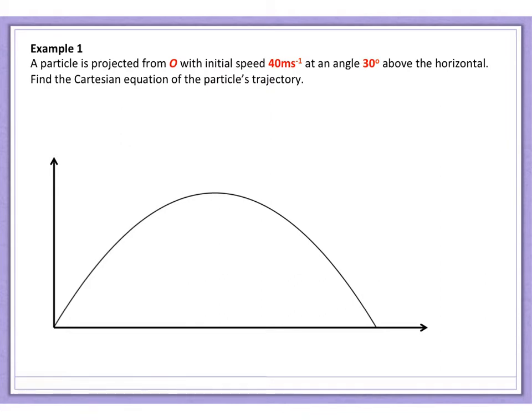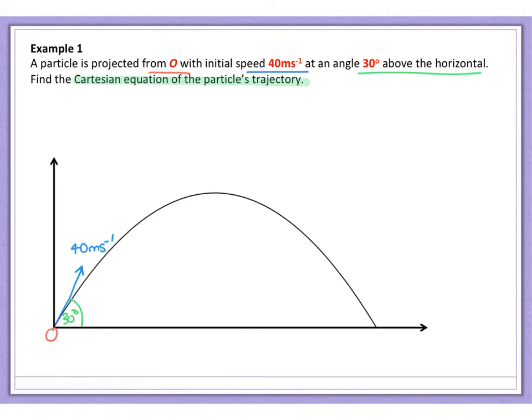A particle is projected from point O with initial speed 40 meters per second. Let's draw that on, 40 meters per second, at an angle of 30 degrees above the horizontal. We've now got to find the Cartesian equation of the particle's trajectory.